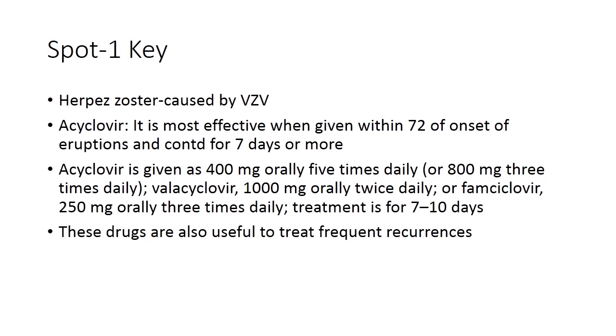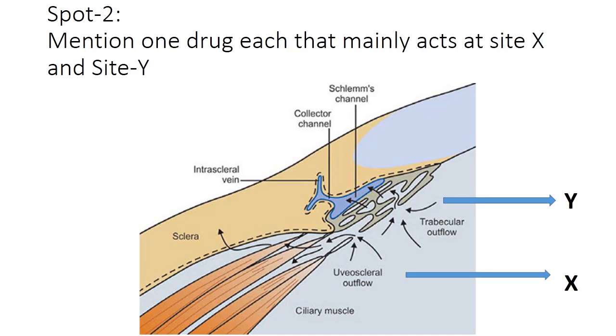Acyclovir is a time-tested drug, most effective when given as early as possible from onset of the eruptions. If eruptions occur and later it is given, its efficacy decreases. So it should be given within 72 hours of the onset of eruptions and continued for 7 days or more. Valacyclovir is also available as a prodrug with higher bioavailability, and famciclovir is also available for the treatment. They are also useful for the treatment of herpes simplex.